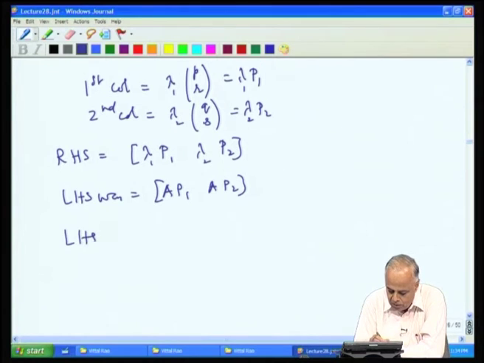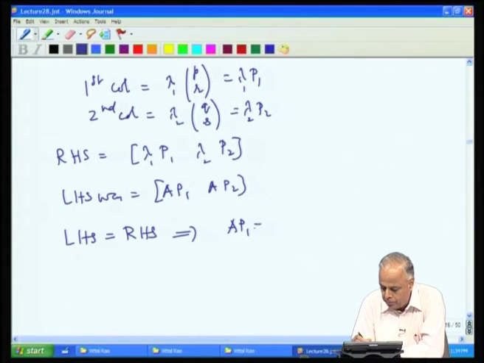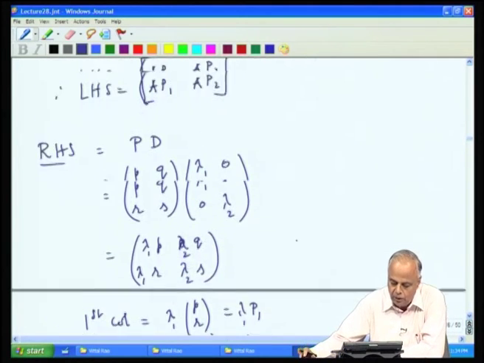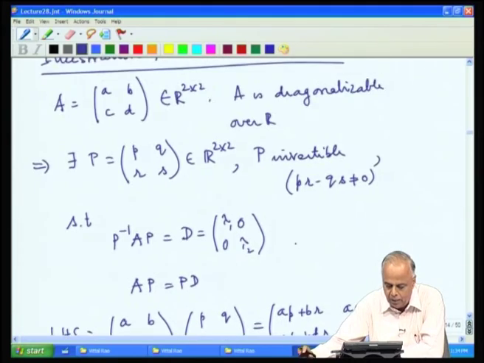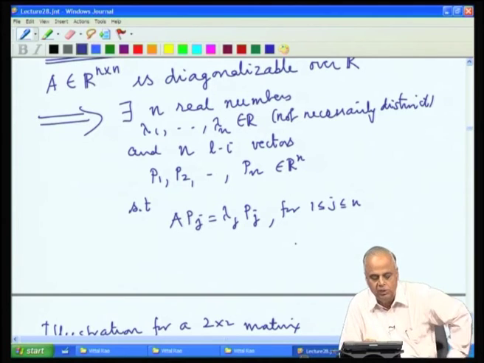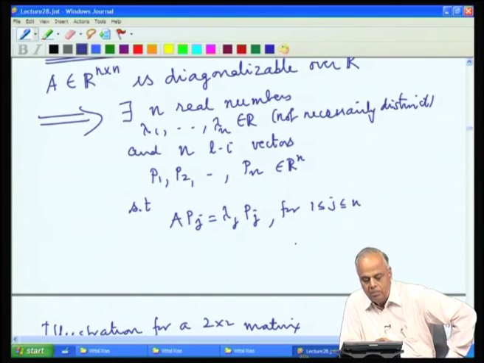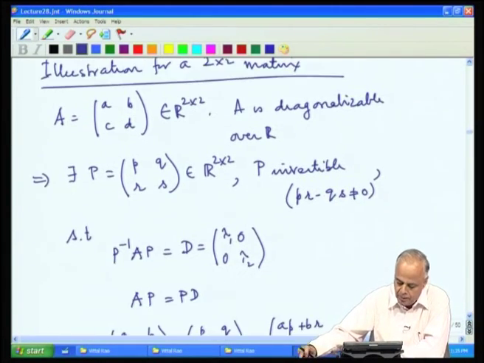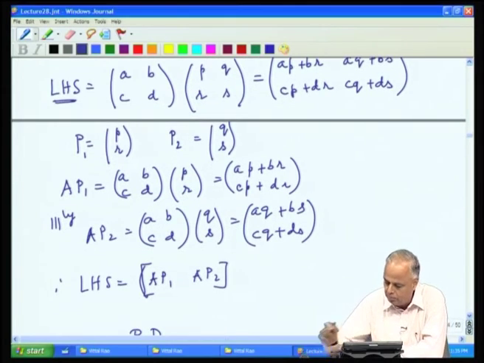So, LHS equal to RHS gives us the corresponding columns are equal. So, AP1 equal to lambda 1 P1, AP2 equal to lambda 2 P2. Now, this is what we looked at in the general case. In the n by n matrix case, it is not just one lambda 1 and lambda 2 and P1 and P2. We get lambda 1, lambda 2 and lambda n real numbers, P1, P2, Pn vectors such that APJ is equal to lambda JPJ. Let us look at even a specific example.